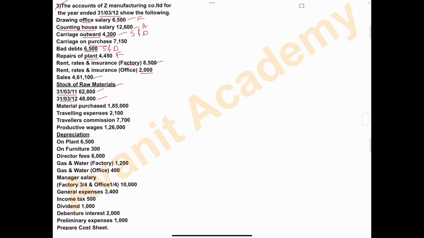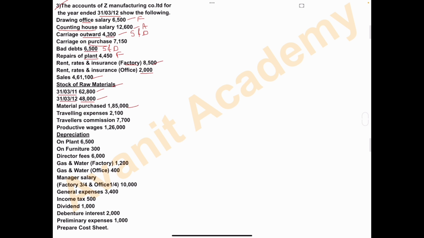Opening stock of raw material you have to take first. To that you have to add purchases and any expenses related to purchase of raw material. After that you have to less the closing stock of raw material, that is 48,000. And the final amount you will get is called material consumed. Next is material purchased, that is 1,85,000. This amount you have to add to the opening stock of raw material.